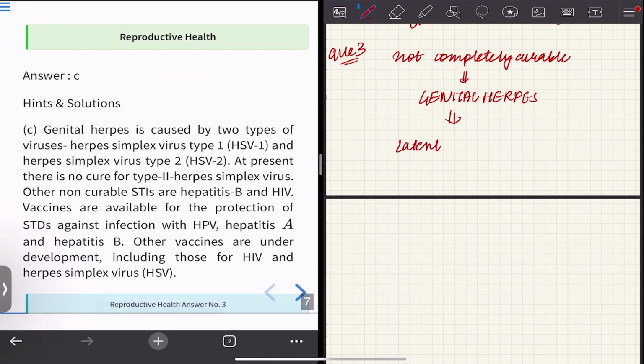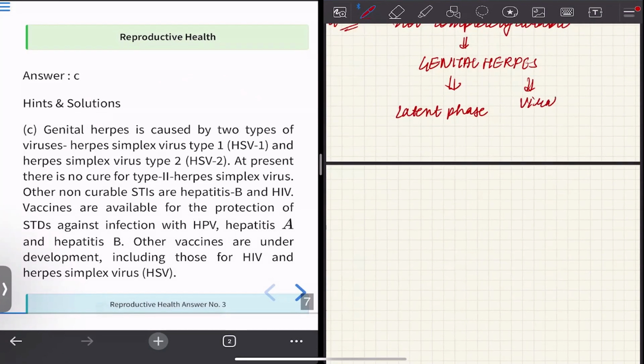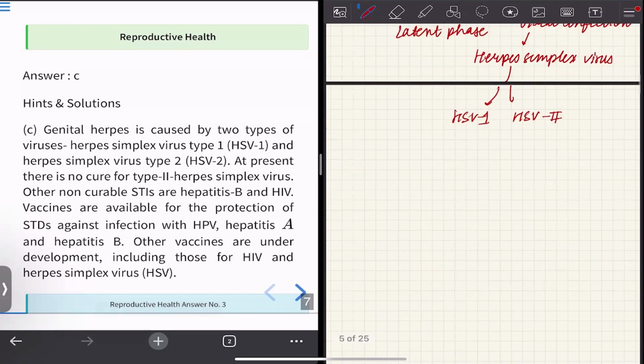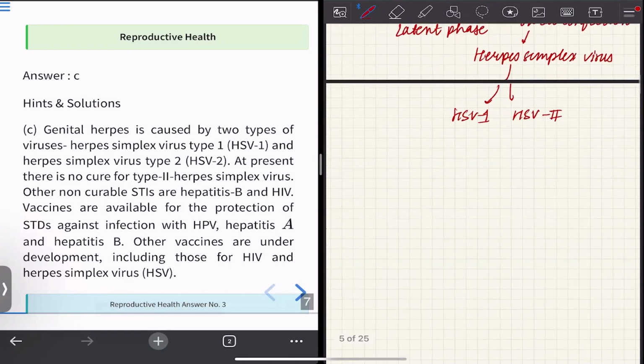So let us talk about genital herpes. It is a viral infection, and it is caused by which virus? Herpes simplex virus. So herpes simplex virus causes genital herpes. It can be either HSV1 or HSV2. At present there is no cure for type 2 herpes simplex virus. And other non-curable STIs are what?